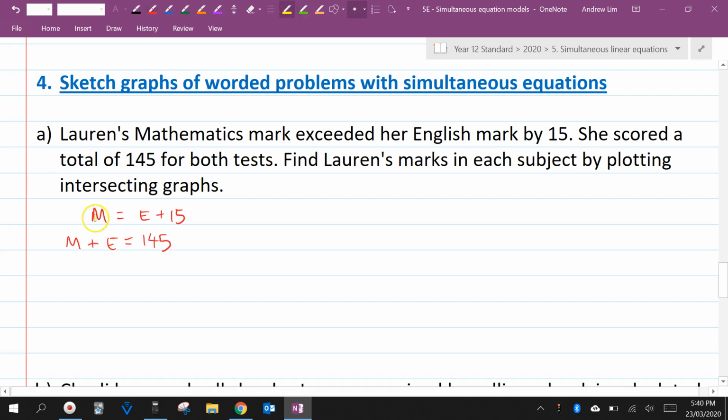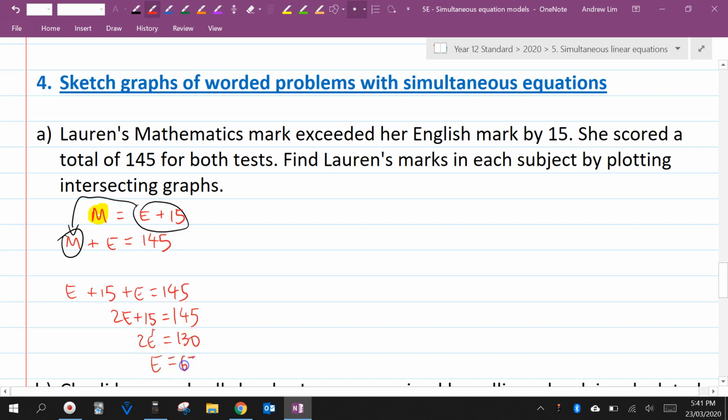Because I have m as a subject, all I'm going to do is substitute e plus 15 into what m is in the other equation. So technically this reads e plus 15 plus e is equal to 145, or 2e plus 15 is equal to 145. 2e is equal to 130. So her English mark has to be 65.